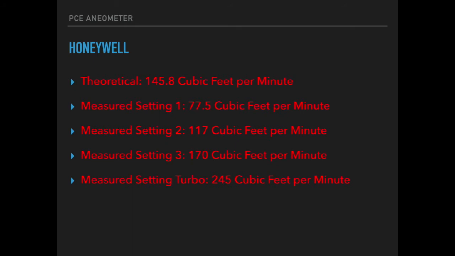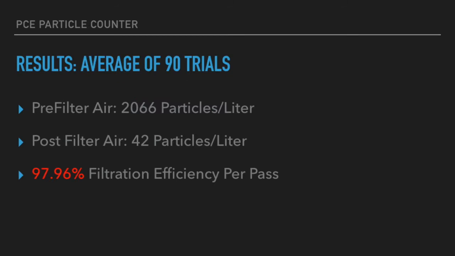This table is a summary of the cubic feet per minute that we measured for this Honeywell device. I think the combination of this cubic feet per minute plus our previous measurements of a 97.96 filtration efficiency per pass makes this filter and air purifier incredibly good.